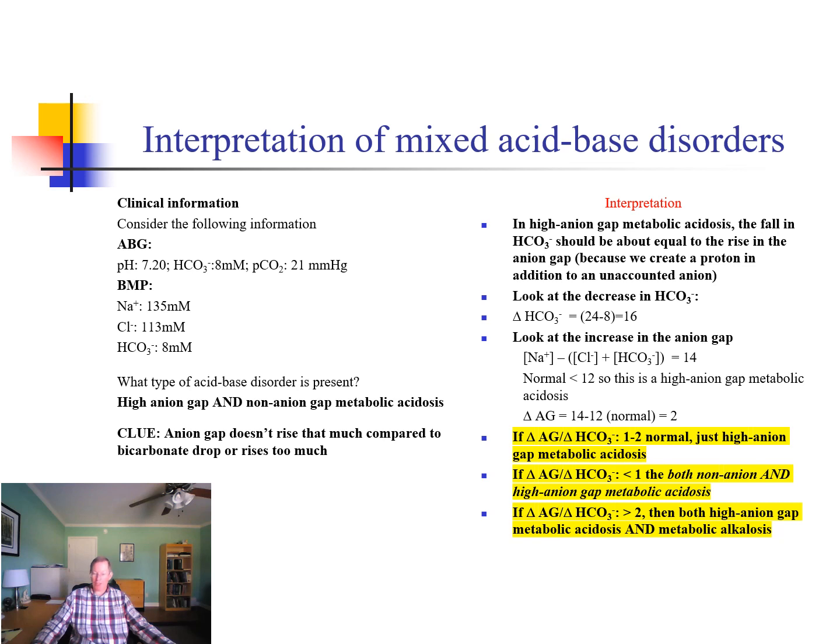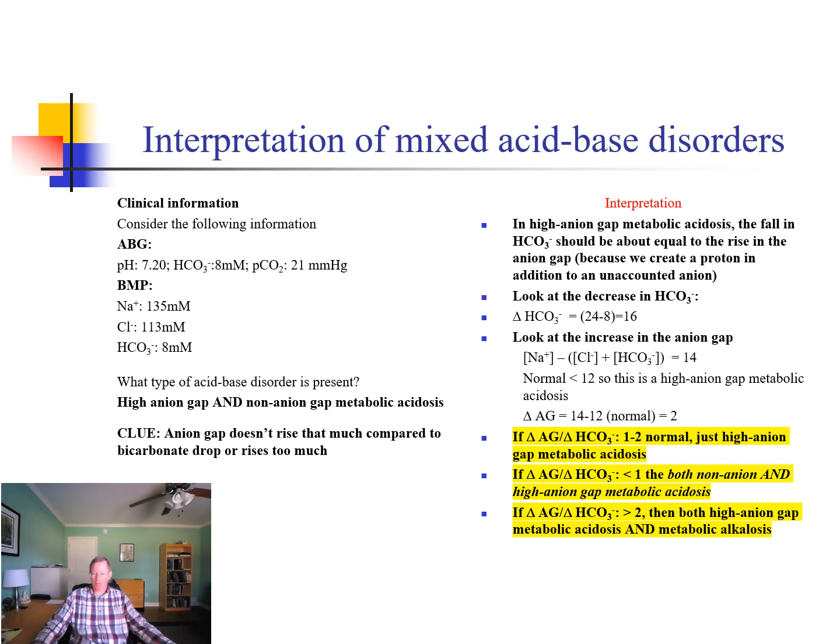But if that change in anion gap over the change in bicarbonate is less than 1, then I have 2 metabolic acidosis processes going on, both high and non-anion gap. And you can think about this chemically, because the bicarbonate is the denominator in this. If there's a very large change in bicarbonate, but not much of a change in the anion gap, this ratio is going to be less than 1.